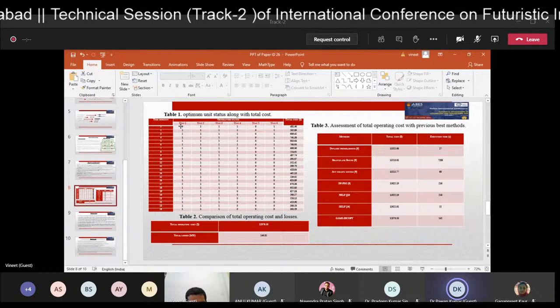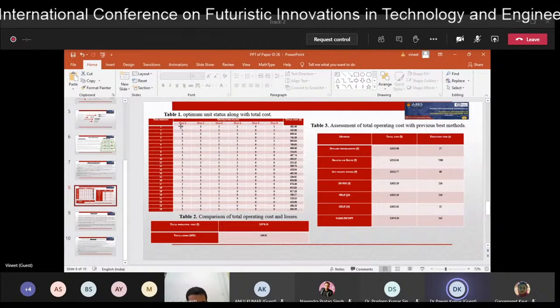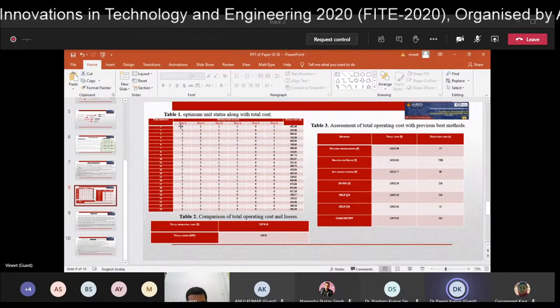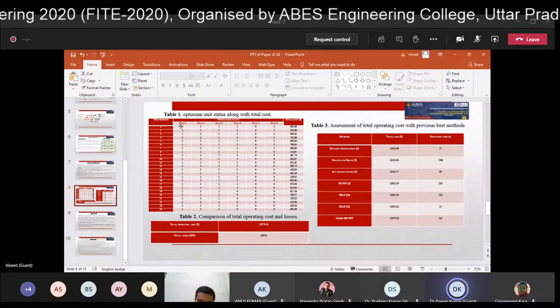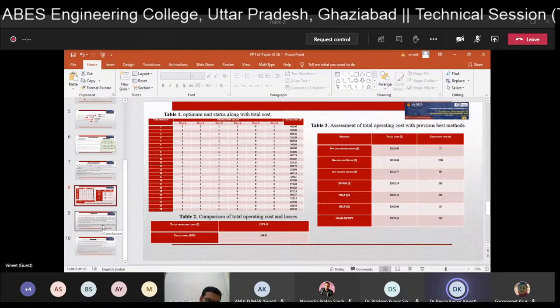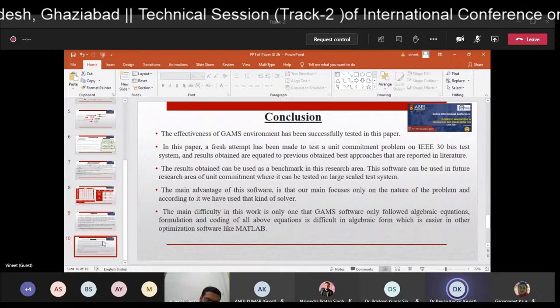How will you decide the startup cost and your shutdown cost? How will you decide that? When load is fluctuating at every moment of time, this is the reference.